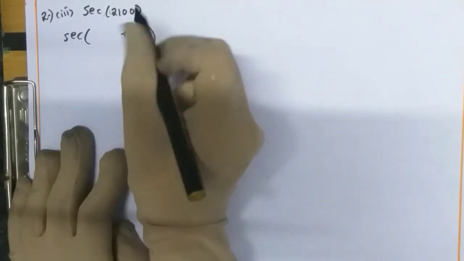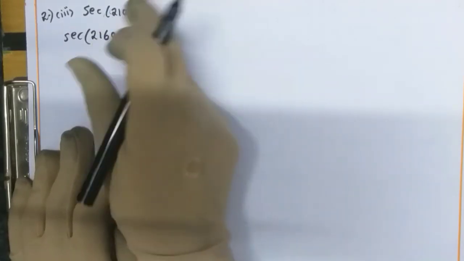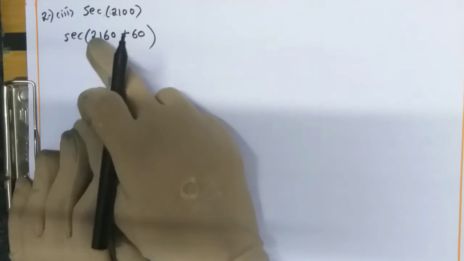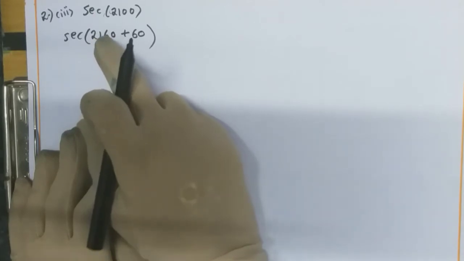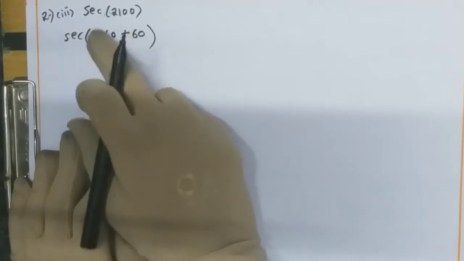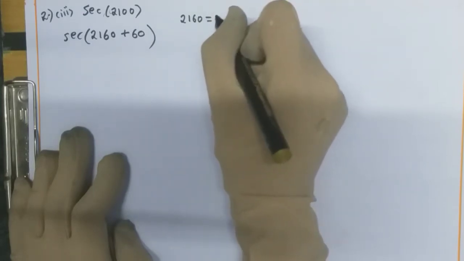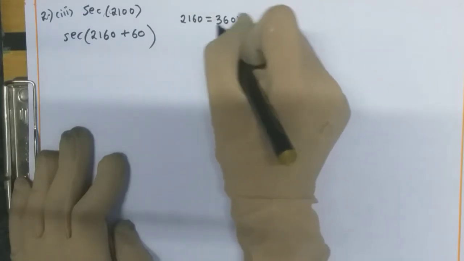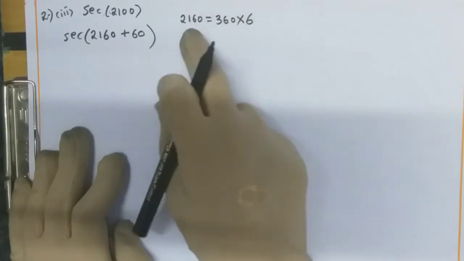Why I'll take plus 60? Because if I add 2160 plus 60, I'll get 2100. And we know that 216 is a multiple of 6, right? We know 6 sixes are 36, so 36 is also a multiple of 6, and 6 cube is 216. It means we can write that 2160 is a multiple of 360. Why is it helpful for us that it is a multiple of 360? 360 into 6 is 2160. 36 sixes are 216 and 1 zero we have.